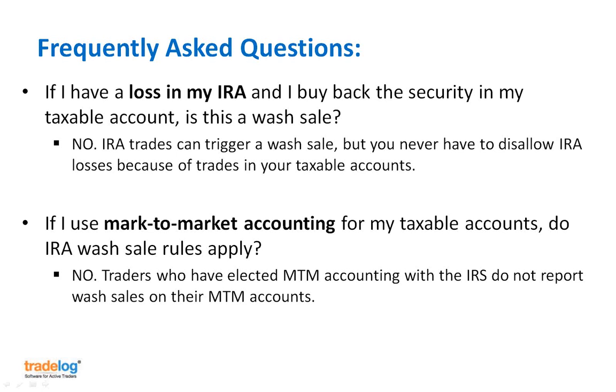We're talking about losses that occur in your taxable account and you acquire new securities in your IRA. That's an IRA wash sale. Now, the second question is if you use mark-to-market accounting. If you've elected Section 475, then you have mark-to-market accounting. Do IRA wash sale rules apply?